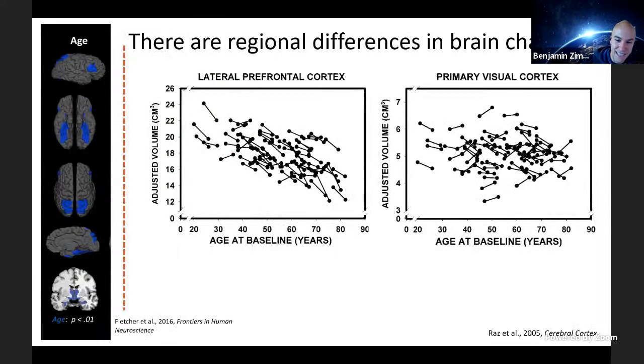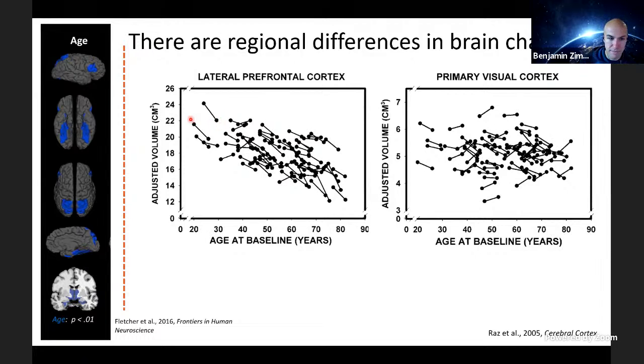Another interesting thing is that there are regional differences in the brain where these changes happen. So on the left, I'm showing a map from one of the studies from our lab, showing where volumetric changes with age are the most significant. So those are these areas that are highlighted in blue. And on the right, I'm showing longitudinal plots again, the same way that I showed you before, these connected dots of the same subject over time.